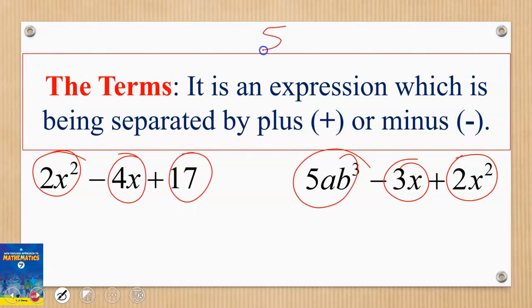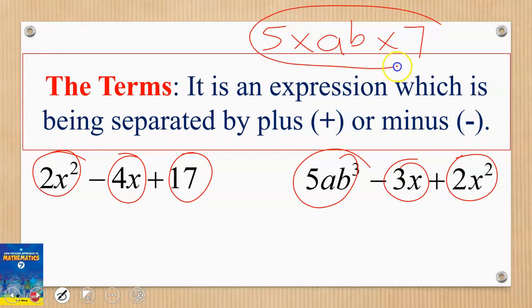Take note, if I just write 5 times a, b times 7, here the expression is not separated by plus or minus. So the whole of this becomes a term, together as a term. So I can write the whole of this as 35ab.